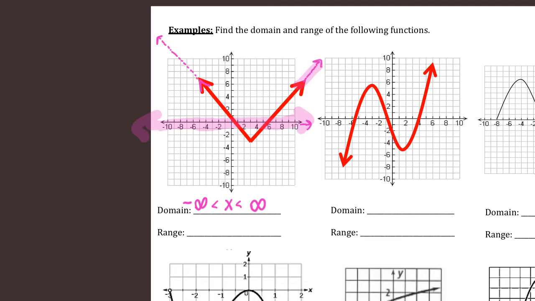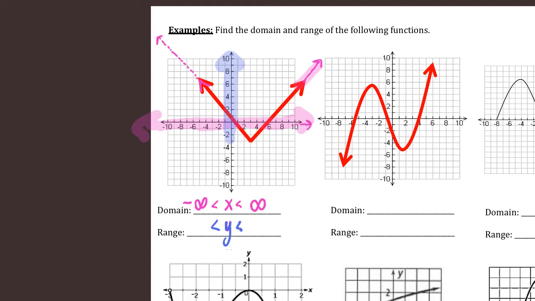On the other hand, the range, let's set up our inequality. We have y's that we're looking at now. Go to the lowest part of the graph. Start highlighting your y-axis there. So our lowest part starts here, and similarly, it continues up and up and up and up forever and ever.